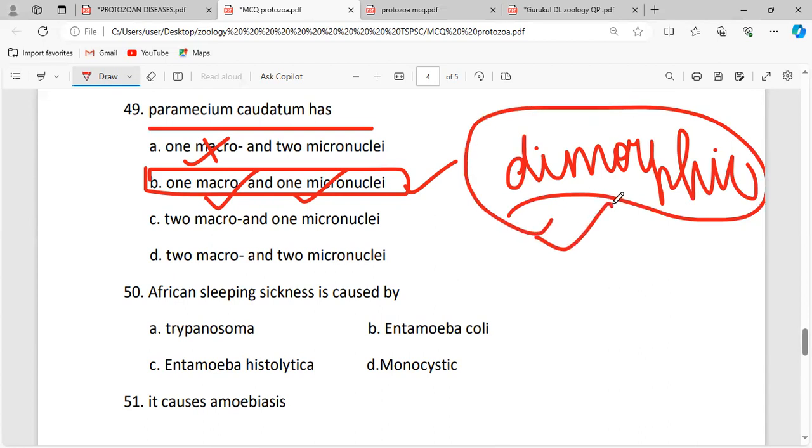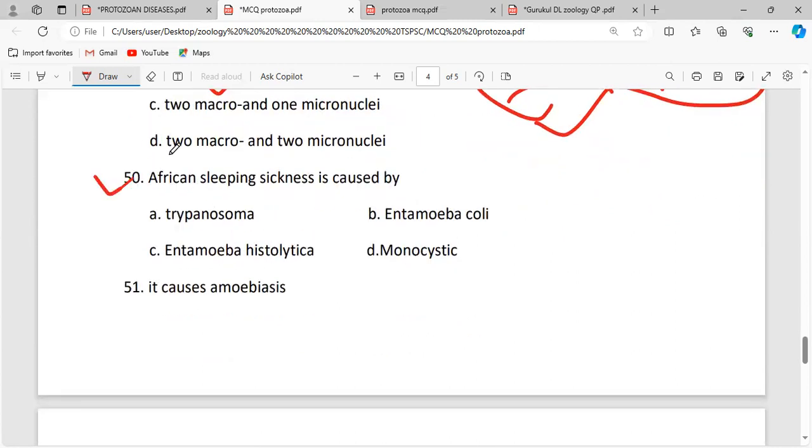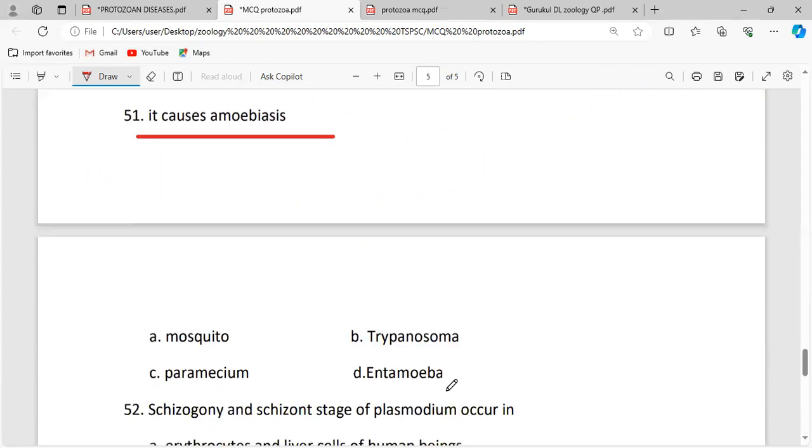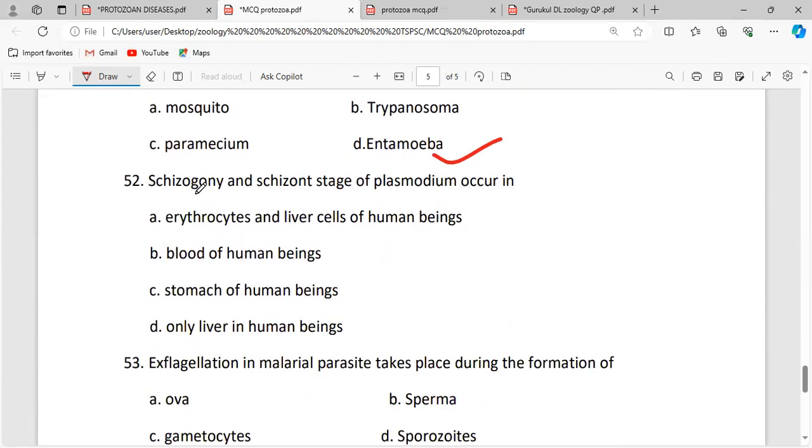If you read only one macro, one micro, and you forget this technical term, there is no use. The organism which possesses these two different types of nucleus for their entire life cycle is dimorphic. The macronucleus is responsible for the vegetative functions, and the micronucleus is responsible for the reproduction function. African sleeping sickness is caused by Trypanosoma, and amoebiasis is caused by Entamoeba histolytica.